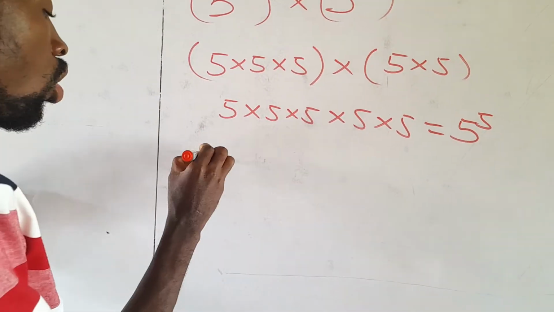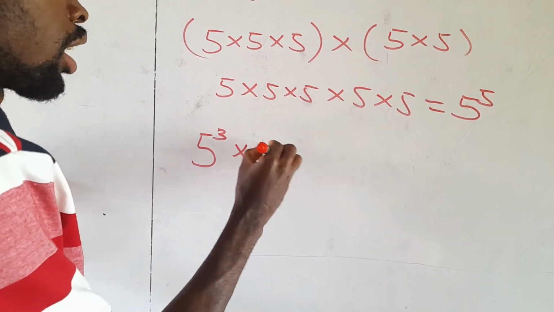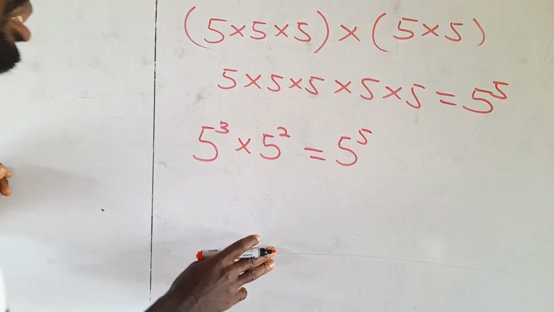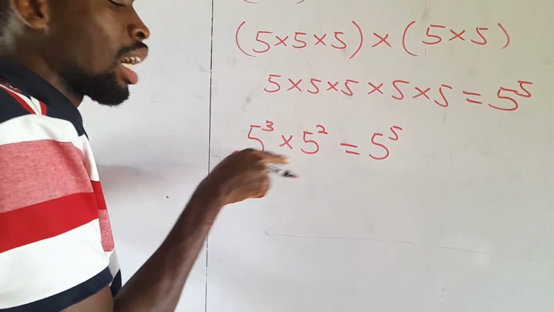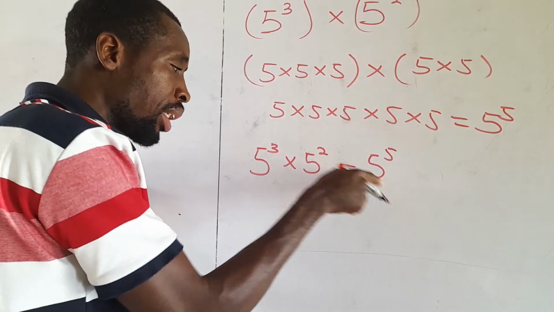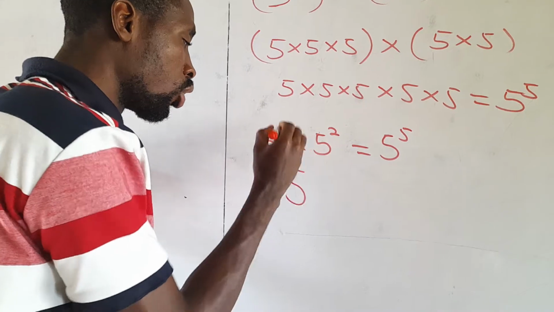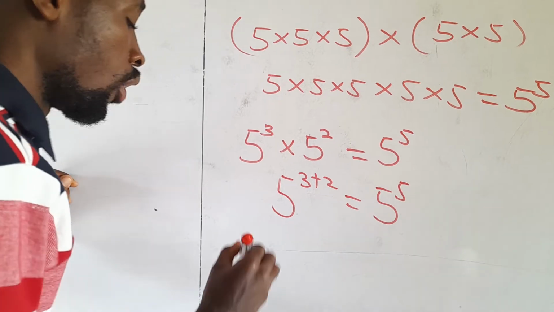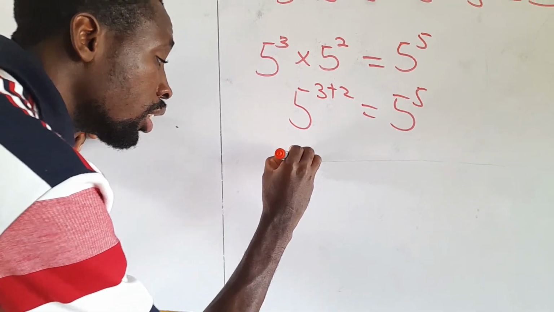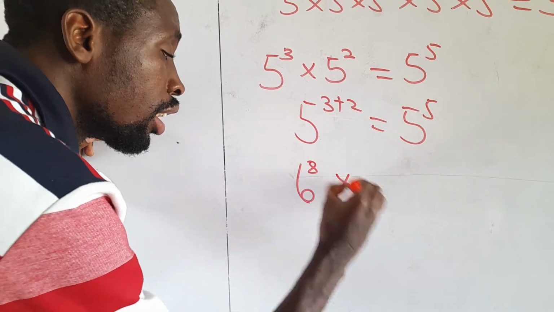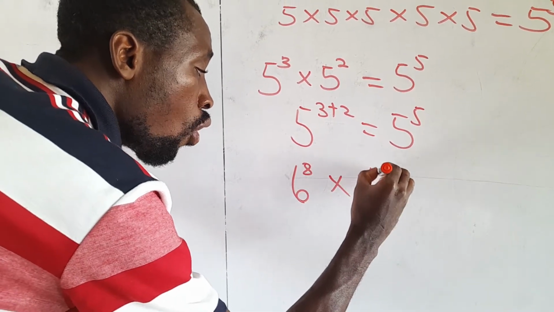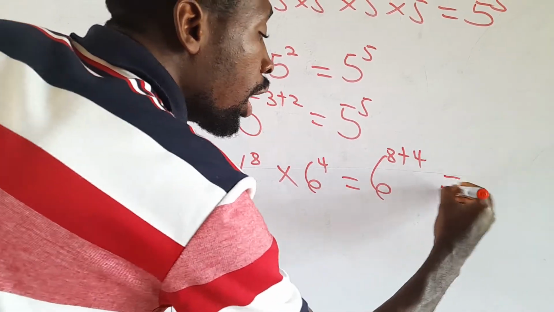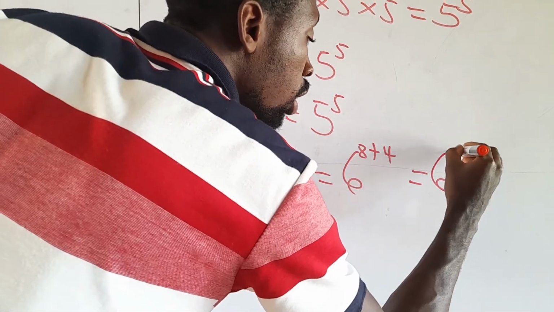Look at it. When we have 5 exponent 3 times 5 exponent 2, after expanding we have 5 exponent 5. What happened? It means that when two indices with the same base are multiplied, we repeat the base and add the exponents. That's 5 exponent 3 plus 2, which is equal to 5 exponent 5. So if I have 6 exponent 8 times 6 exponent, let's say 4, it will equal 6 exponent 8 plus 4, and 8 plus 4 is 12, so that will be 6 exponent 12.